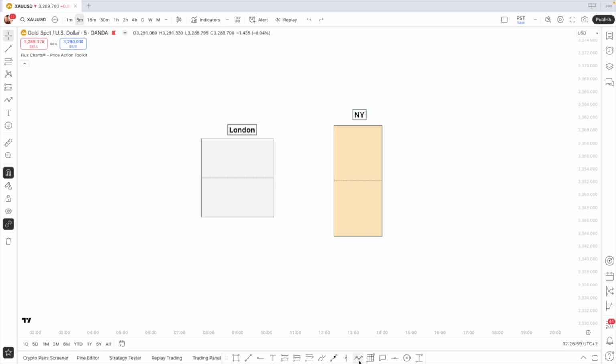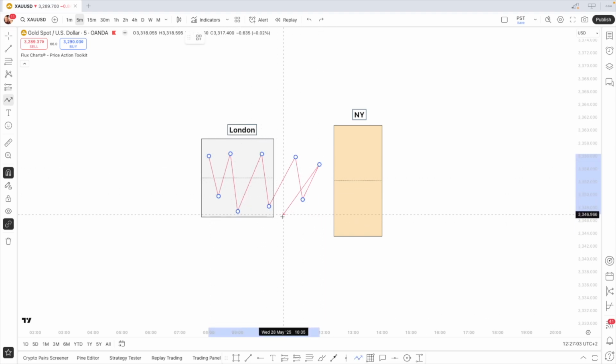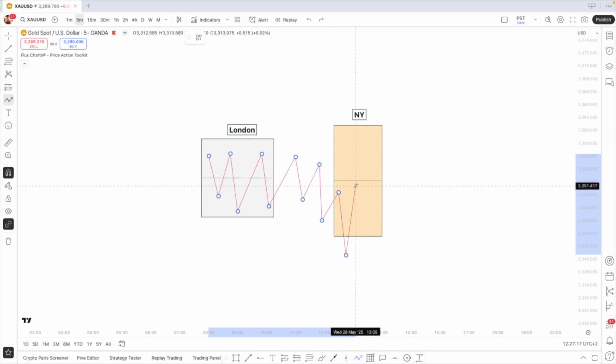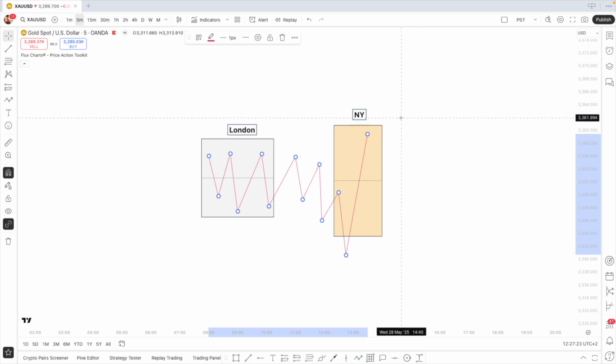Same for when we go to the opposite direction. If the lows are taken during New York, we are going to wait for the lows to be taken out from London and then a reversal during New York. So that's the first option we are going to look at. Liquidity swept either the highs or a low and reversal.